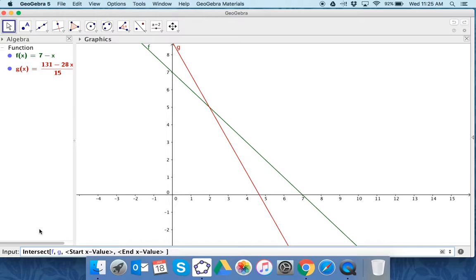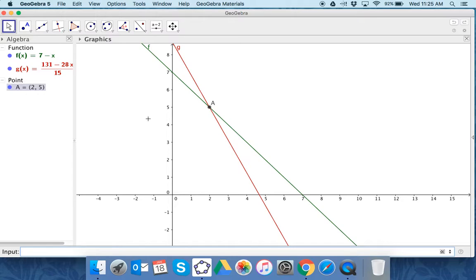And what it's looking for, the start value and end value, is that sometimes functions might intersect more than once, so you need to tell it where to look. So in this case, the intersection is somewhere between 1 and 4. It doesn't have to get too specific. So again, I'm going to cursor over and tell it to look between 1 and 4. And then it tells me that my intersection is at 2, 5. And then you have to remember that 2 was your fancy shirts and 5 was your plain shirts.